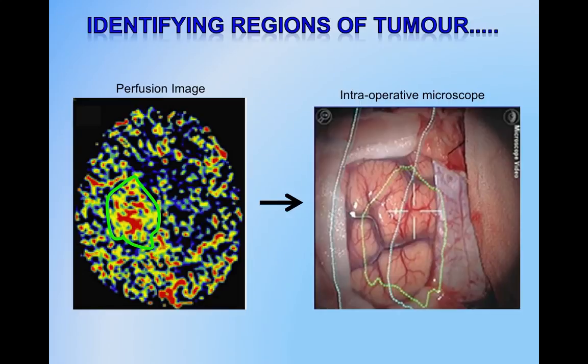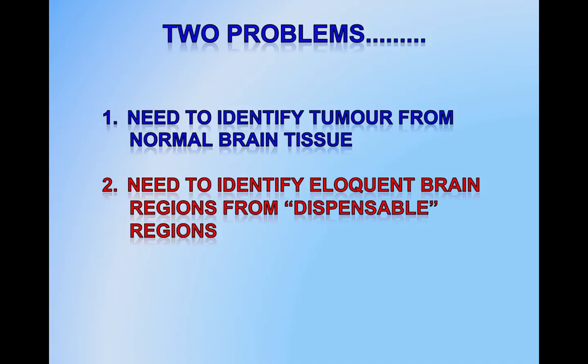Okay, so that's kind of an idea of how we solved that first problem. So the second one, how to identify these eloquent brain regions. We've got a number of techniques for that too.